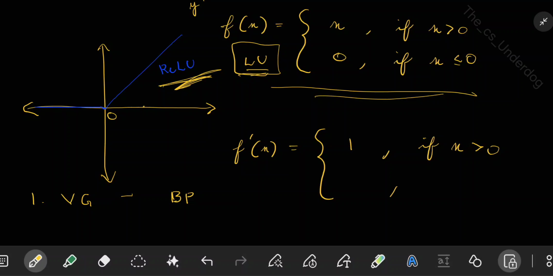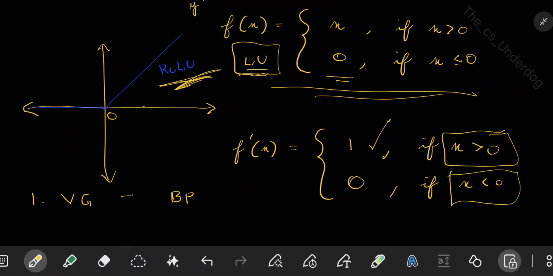And what if your x is lesser than 0? In this case, your value of ReLU itself is 0, which means the gradient will also be 0. So whenever x is greater than 0, your ReLU gradient is 1. Whenever x is lesser than 0, ReLU gradient is 0. So looking at this itself, you know there are no values lesser than 1 whenever x is greater than 0. Now you can ask, okay, if x is lesser than 0, the value is 0 itself. So this is a problem.